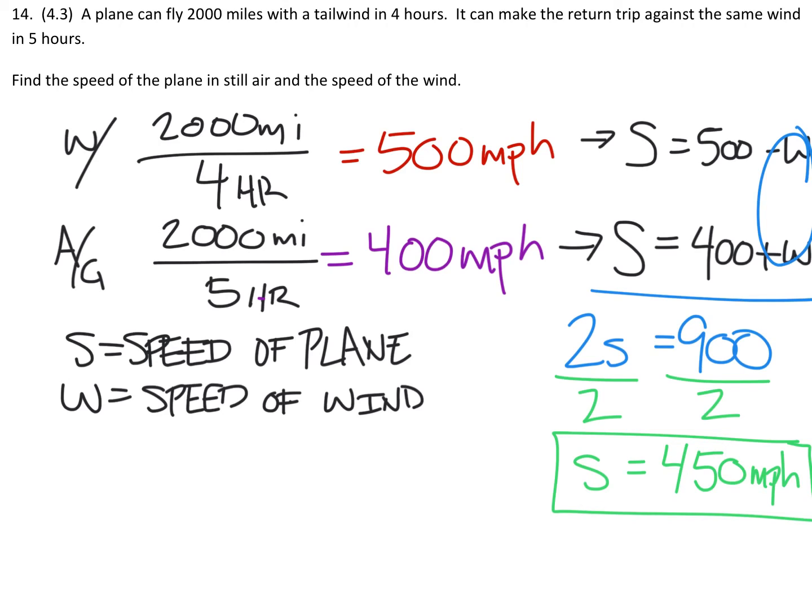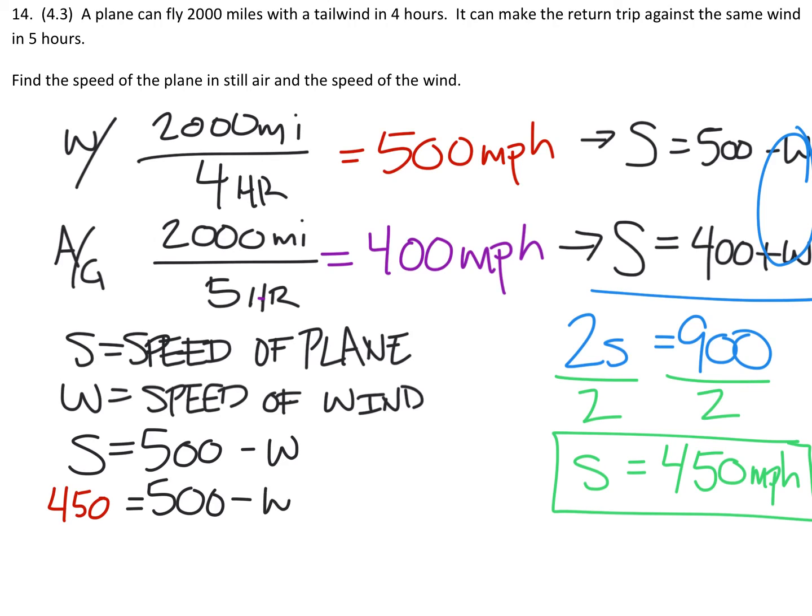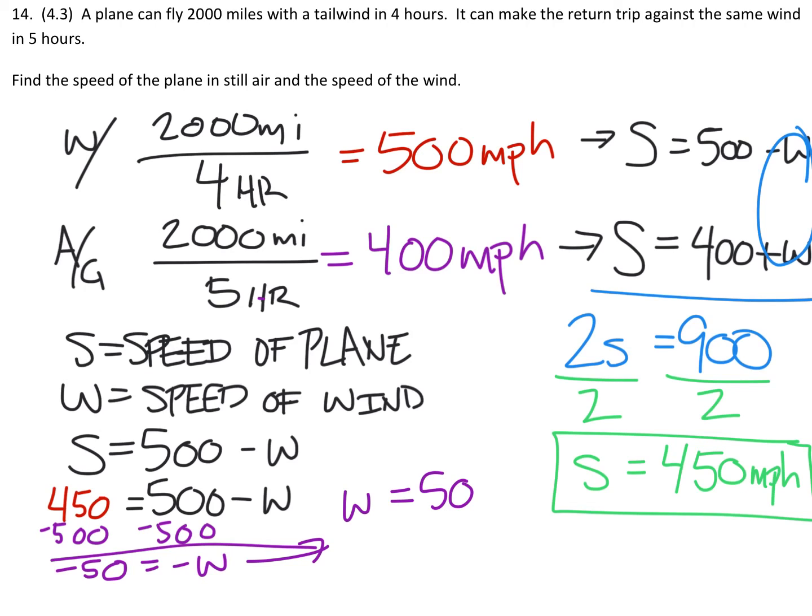And that works out well, because now if we look back at either of those two equations, let's take the speed of the plane with the wind, which was 500, minus the speed of the wind. Well, the speed of the plane is 450 miles per hour. Equals 500 minus W. And if we subtract 500 from both sides, then we get a negative 50 equals a negative W, which really would just be that the speed of the wind here is 50 miles per hour.